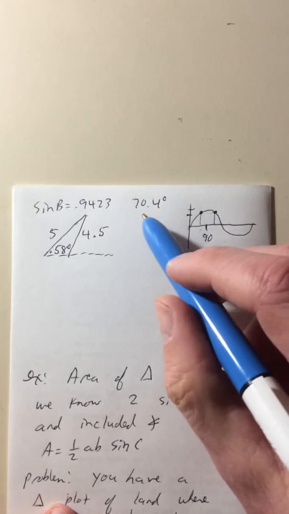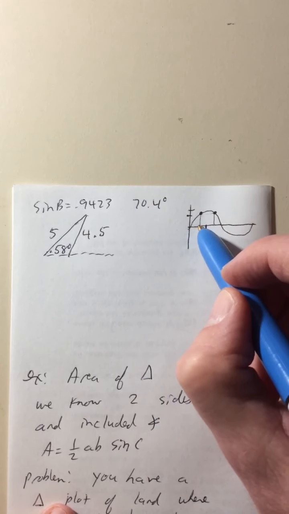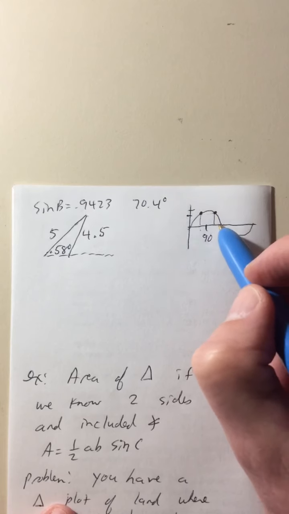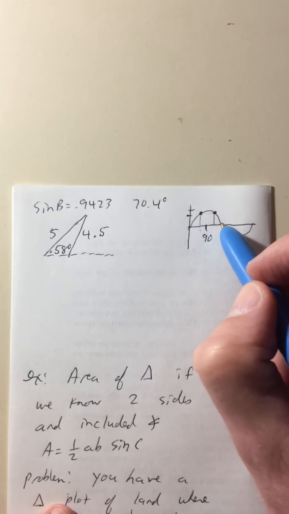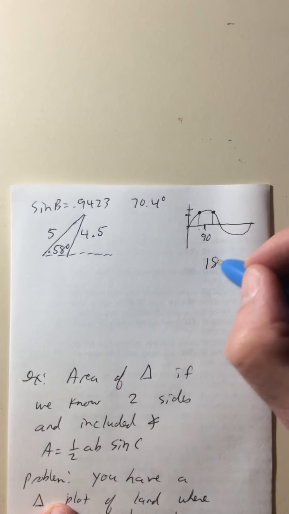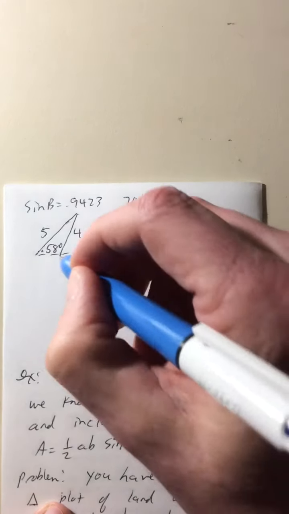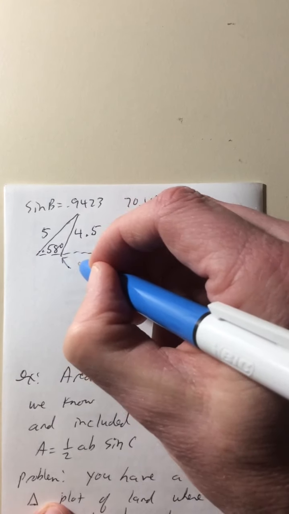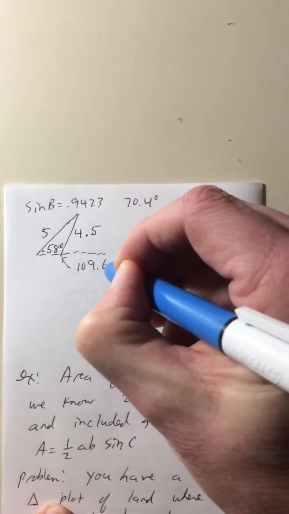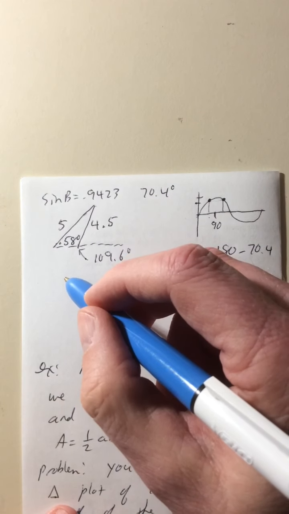Right, and we already figured out that from 0 to here is 70.4. Because of symmetry, we're going to be 70.4 this way now from 180. So 180 minus 70.4 is 109.6. So right here we have 109.6 degrees. So we're going to set up our situation again.